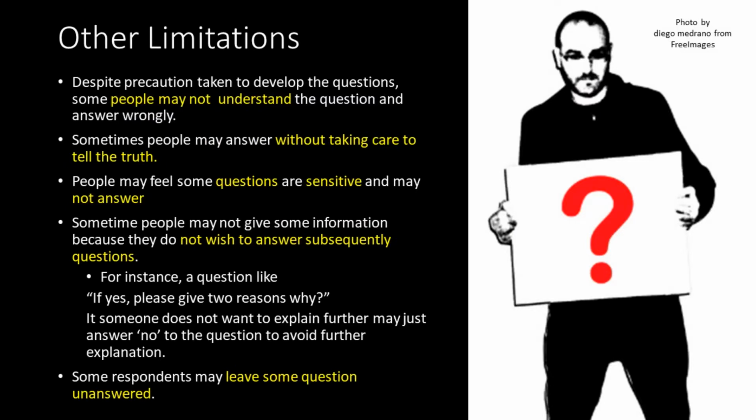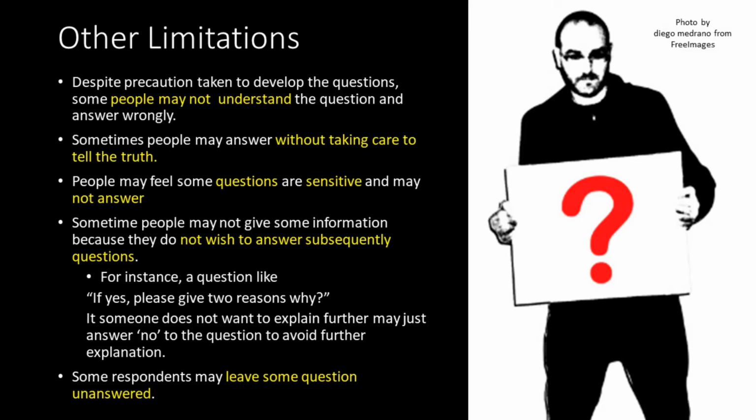There are other limitations of the postal questionnaire. Despite precautions taken to develop the questions, some people may not understand the questions and answer wrongly. Sometimes people may answer without taking care to tell the truth. People may feel some questions are sensitive and may not answer. People may not wish to speak about some issues, such as mental illness, for instance, or some problems within the family. Sometimes people may not give some information because they do not wish to answer subsequent questions.